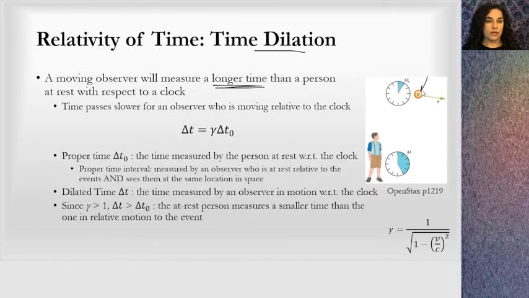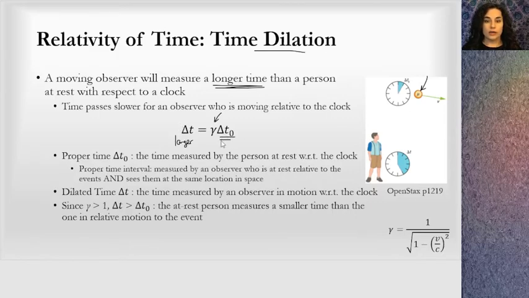And you can see that here. Here's a muon. The muon lifetime is very short, but a person on the planet watching that muon sees the lifetime of the muon as much longer. Time passes slower for an observer who is moving relative to the clock, so it takes longer. And so we see that this is a dilated time because gamma is always greater than 1, then this will be larger than the original. Delta t is going to be larger than the original.